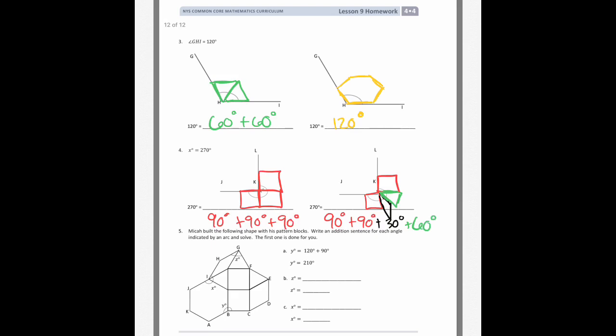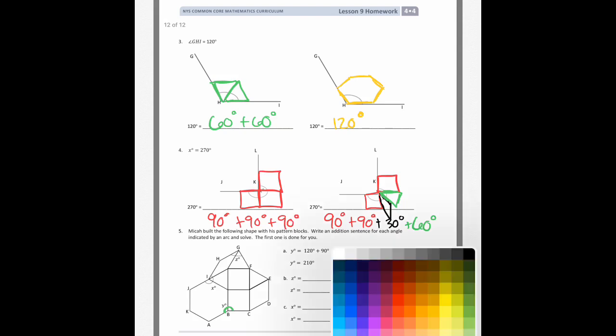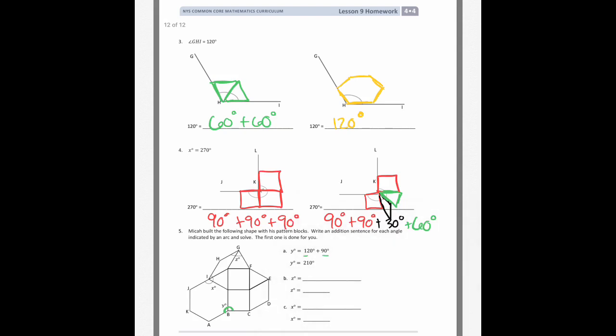Okay, last one. Number 5 says Micah built the following shape with his pattern blocks. Write an addition sentence for each angle indicated by the arc and solve. The first one is done for you. So it shows angle Y, which is 120 plus 90, which altogether is going to add up to be 210. So it shows the hexagon and the square.